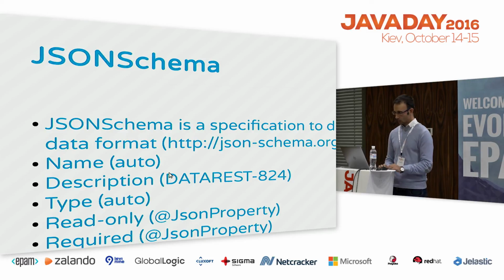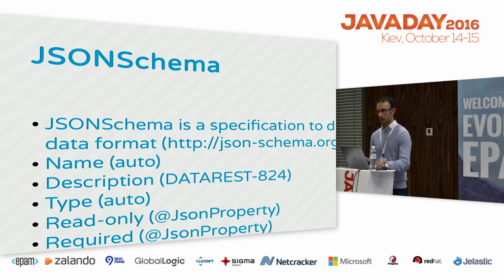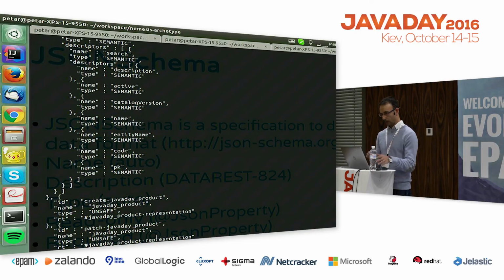And JSON schema is another specification. In our project, we're trying really hard to follow specifications, and if one implementation does not perform, we try to switch to another implementation. I'm going to go quick. So JSON schema is a standard, a specification which defines the metadata of a resource that you're trying to access.